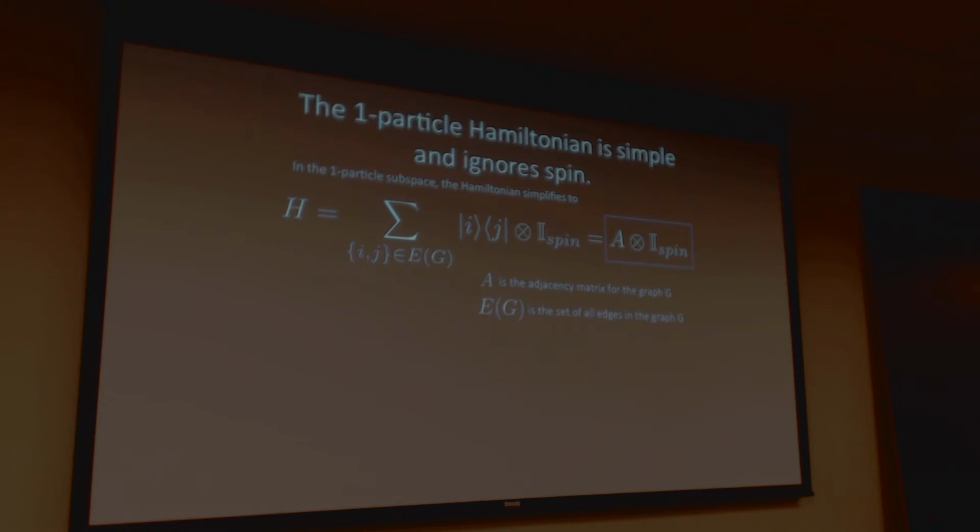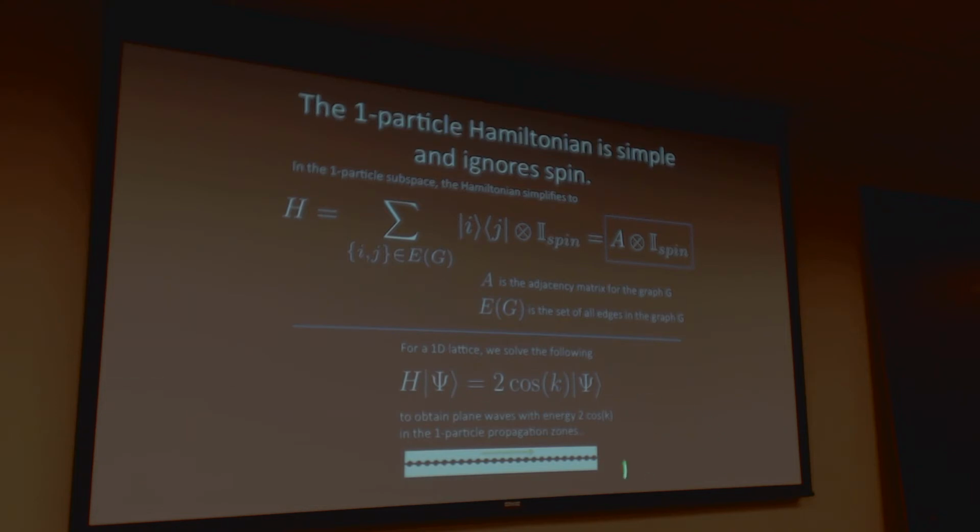So the one particle Hamiltonian is very simple. When you're just looking at the one particle subspace, the original TJ model Hamiltonian is no longer interacting, and the Hamiltonian boils down to the adjacency matrix for the graph that you're interested in. So this becomes a simpler problem to solve, and it just becomes a straightforward eigenvalue problem. In the simplest possible case, you just get plane waves.